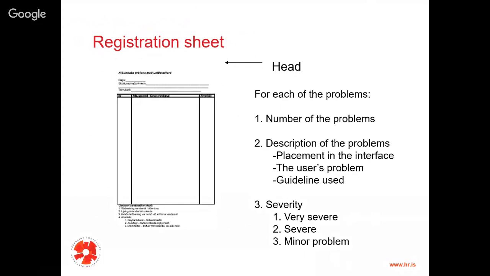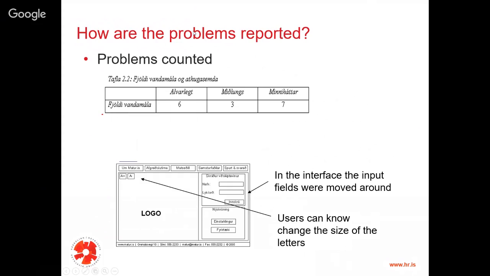I have to tell the technical department that it's going off and on all the time. And then you could count how many serious problems there are, how many in the middle, and how many minor. This is from usability testing we did. So we had 6 serious, 3 middle, and 7 minor.